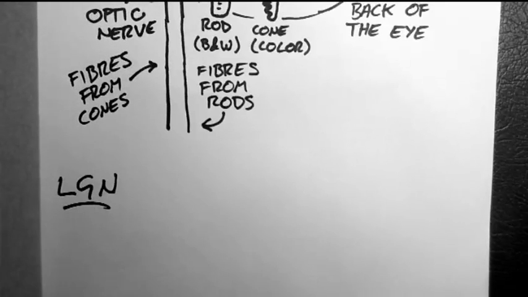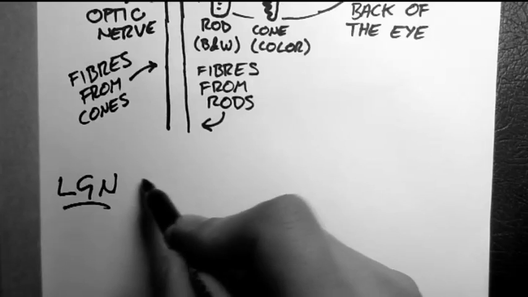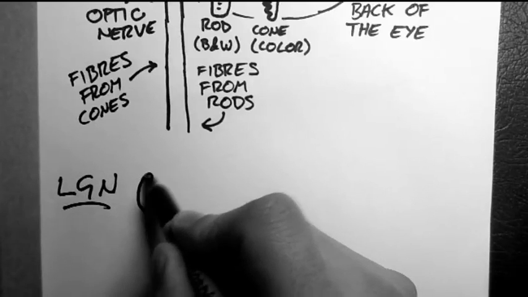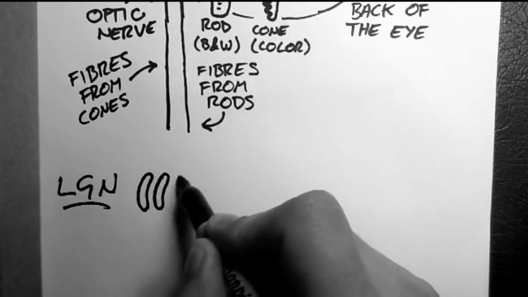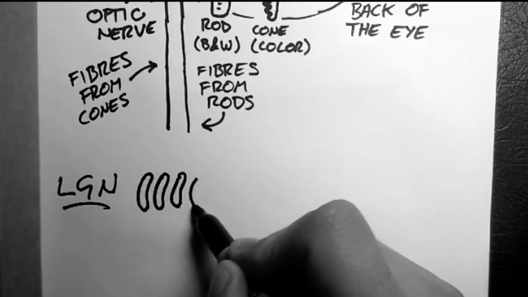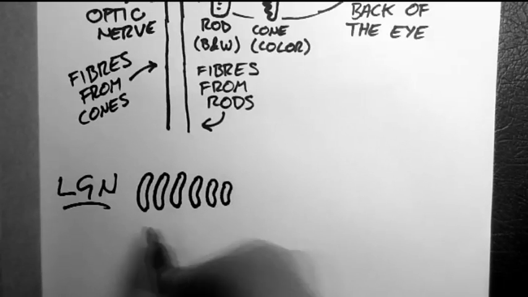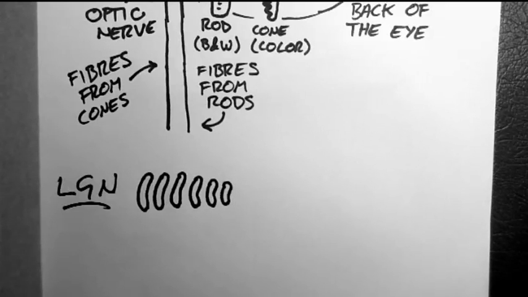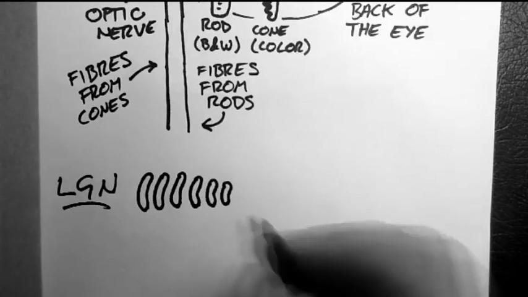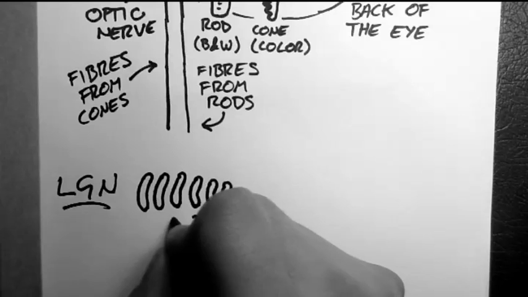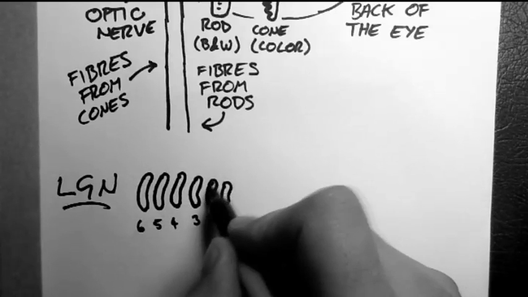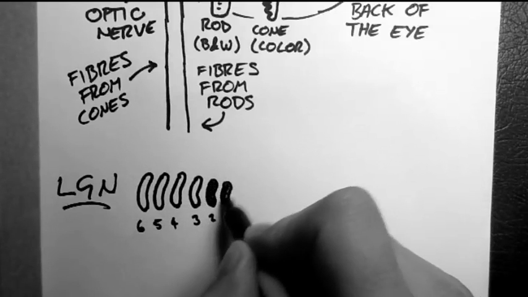So these fibres travel to the LGN. And on a closer look, the LGN looks kind of like this. It has these layers, and these layers are where the cell bodies lie. It has 6 of them, and we name them 1 through 6. And 1 and 2 are slightly different. I'll get to that in a moment.